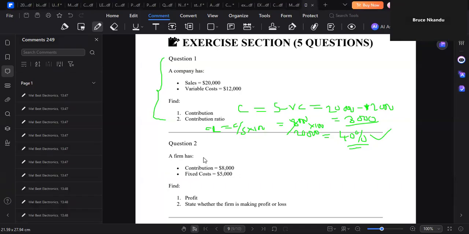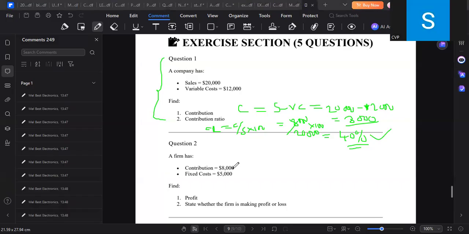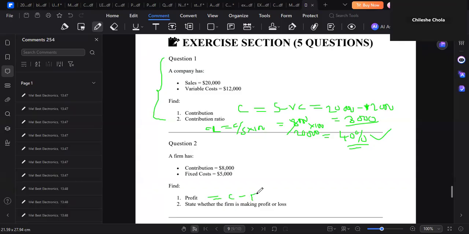Question number two, we are given what? The contribution is 8,000. The fixed cost is 5,000. How do you find the profit? What's the formula for the profit? Contribution minus fixed cost. So what is our contribution? 8,000. What is our fixed cost? 5,000.